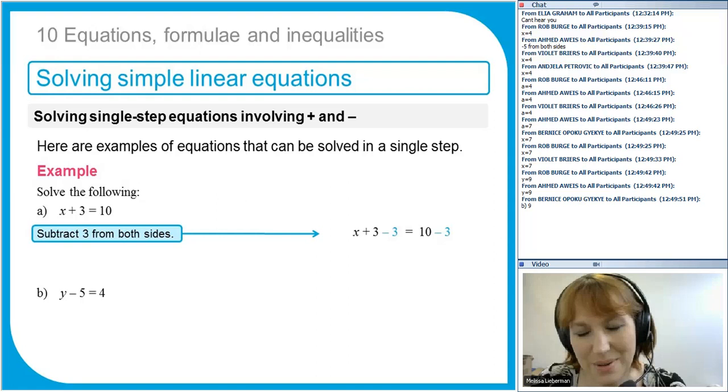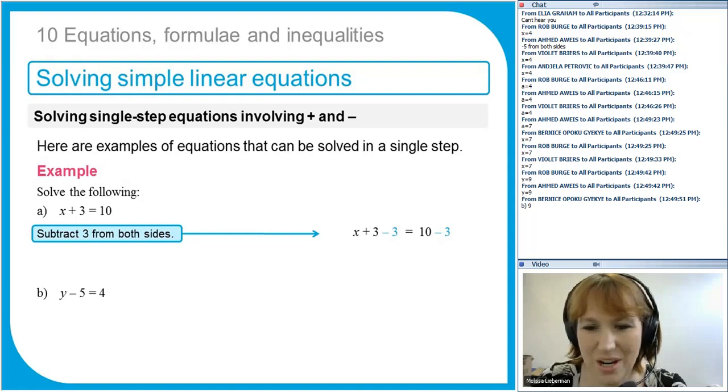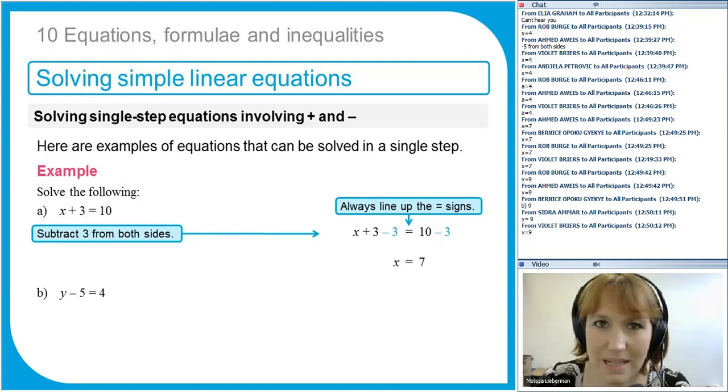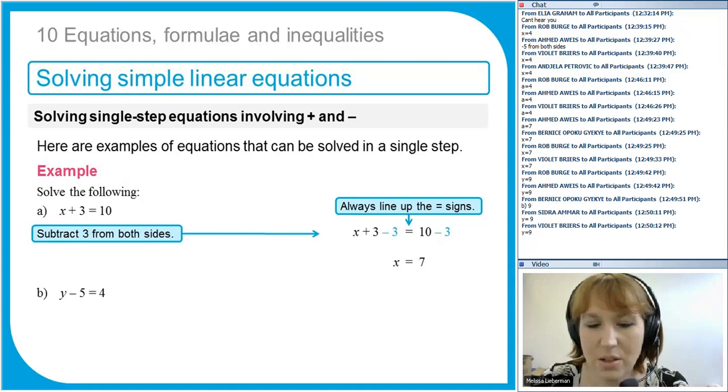X plus 3 take away 3 is just x because we've subtracted the 3's, and then 10 take away 3 is 7. So we just do it like that. Take away 3 from both sides, we get x equals 7, that's the answer. And to check it, just put the 7 back into the equation. 7 plus 3 is 10, so we know that we're right.